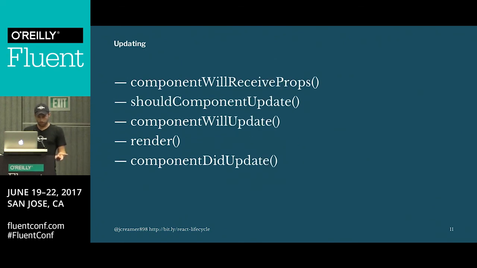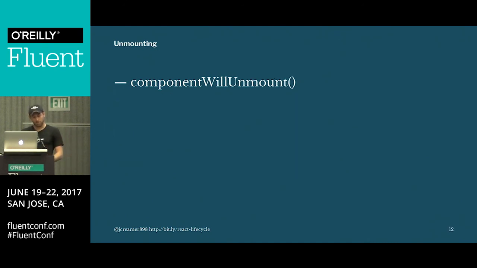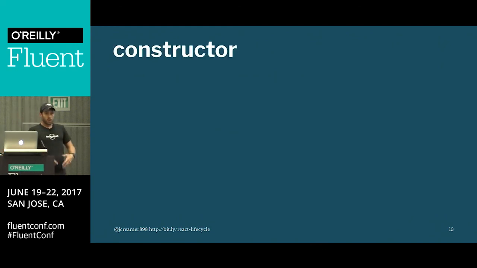Then you've got updating, which is a will receive, should component, will update, render, and did update. And then the last one is the unmount. Okay? So we'll go through each one of these, talk about them for a second, and show a little bit about them. The first one is the constructor, which is something that's built into ES6 classes.